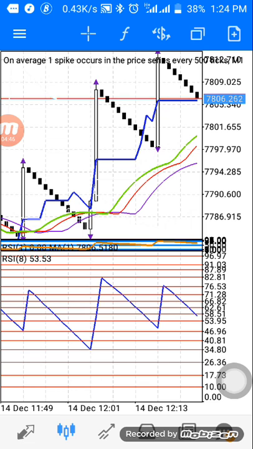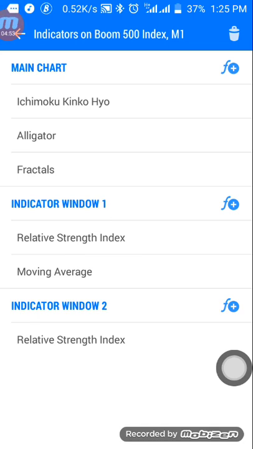All right, we're talking about this indicator here. Go to your F button and click on this F right here to get your relative strength index. This one is for the excellent strategy, which you can get below this video description.